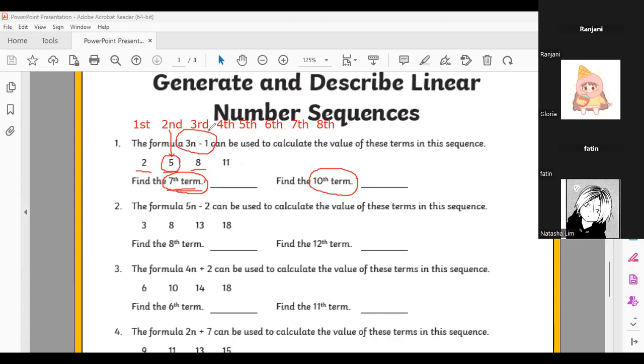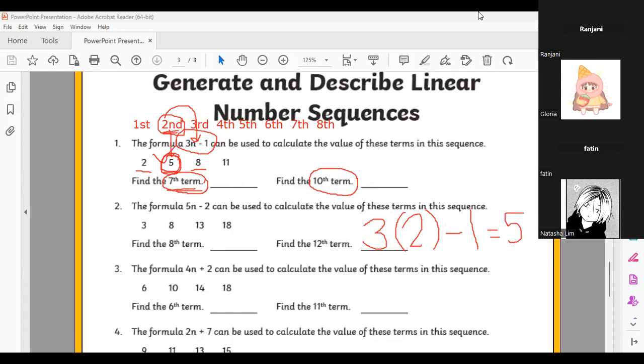Oh, I'm sorry. Girls, I'm so tired already. The 5 is actually my second term, right? Sorry. So I'm going to put the number 2 as my n. Since I want to find my second term, which is this, I'll put that 2 and then use the formula 3n minus 1. So 3 times 2 is 6. 6 minus 1 is 5. Can you see you got your 5 there?